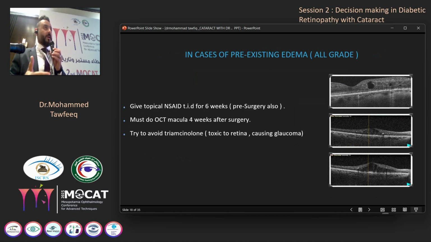You have to go for OCT every 4 weeks and try to avoid the triamcinolone because it is toxic to retina and causing glaucoma.